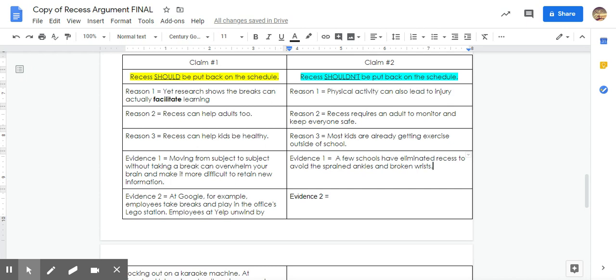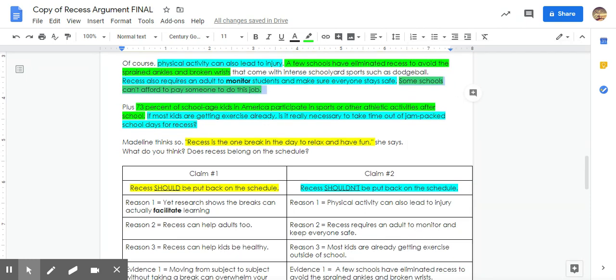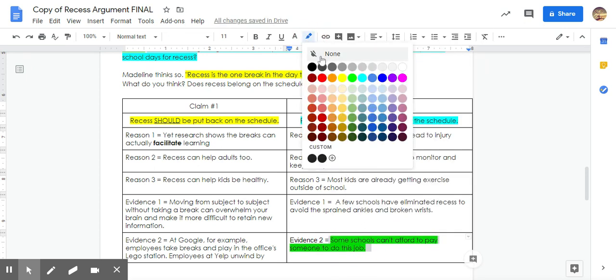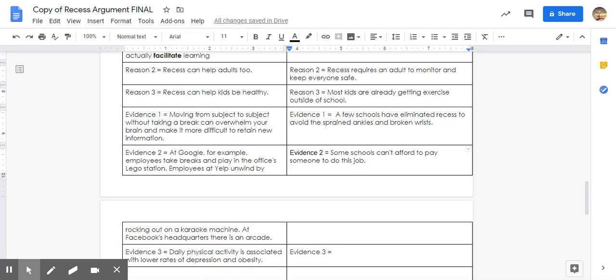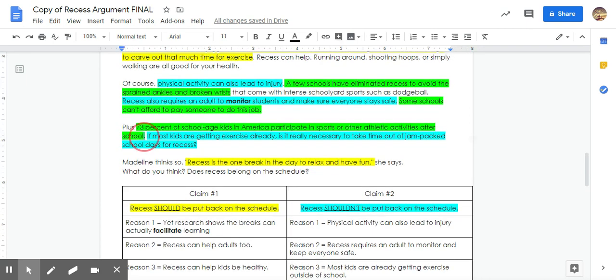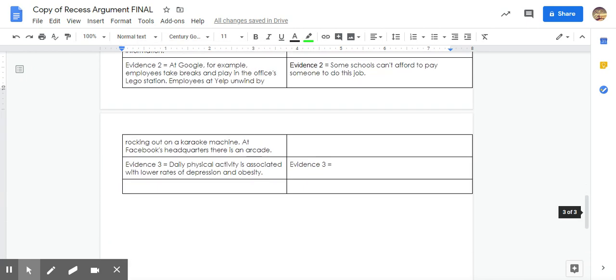Reason 2, recess requires an adult to monitor and keep everyone safe. I'm going to scroll back up. Here's where I highlighted it. And then the explanation piece said some schools can't afford to pay someone to do this job. Paste that there. And then my last reason says most kids are already getting exercise outside of school, which is that last little piece here. And so I am going to copy and paste this piece of evidence about the 73%.